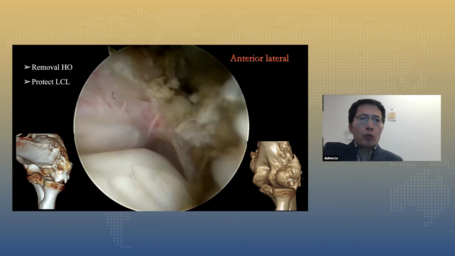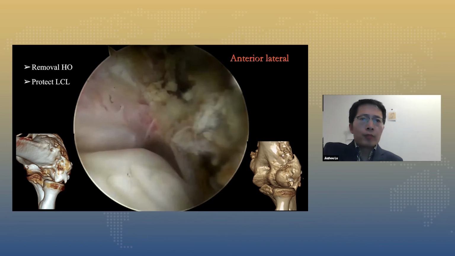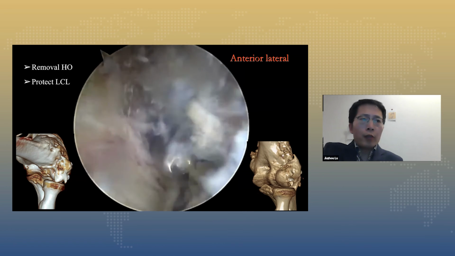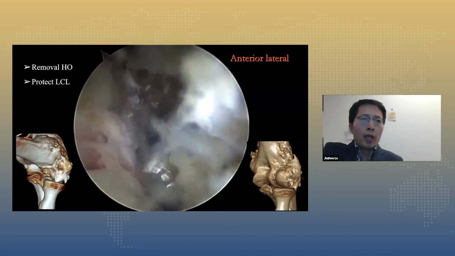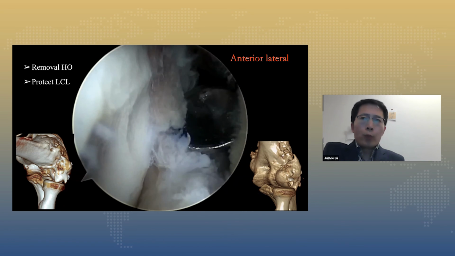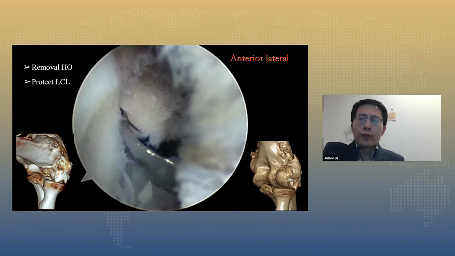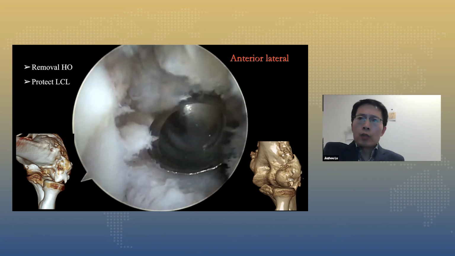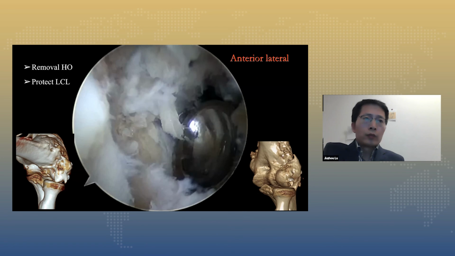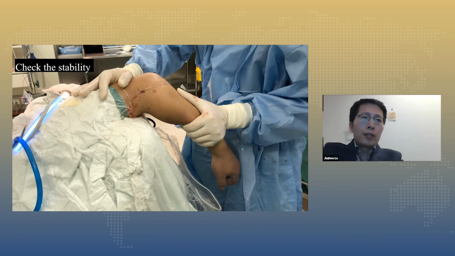And then we perform arthroscopic release in the anterior compartment. The HO from the LCL was very close to the LCL. It can be removed by using a burr and a curette. And we can see the LCL can be well protected because those instruments are very safe. This is the range of motion after we try to check the stability at the end.